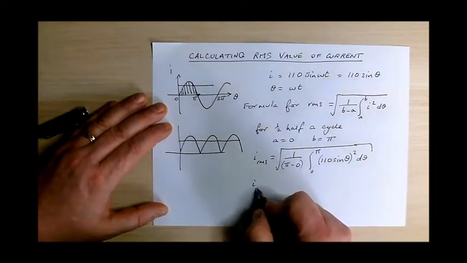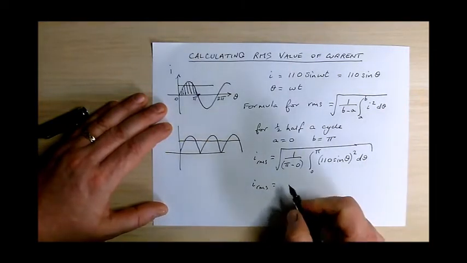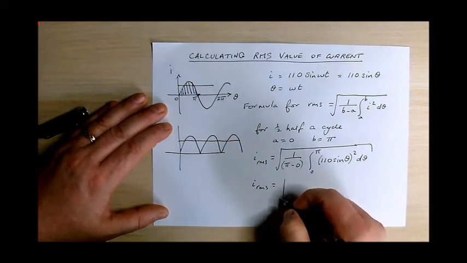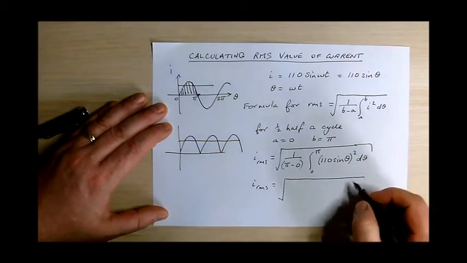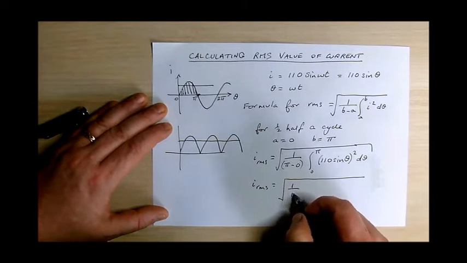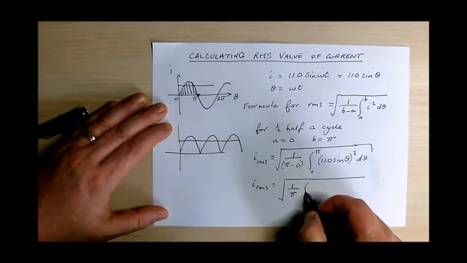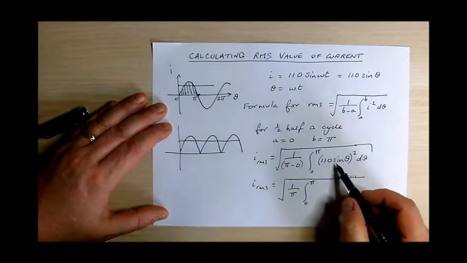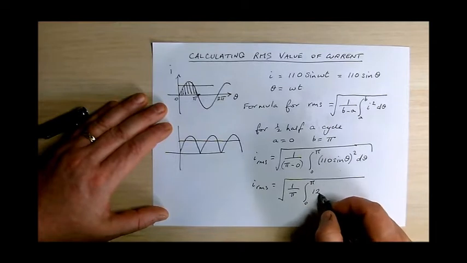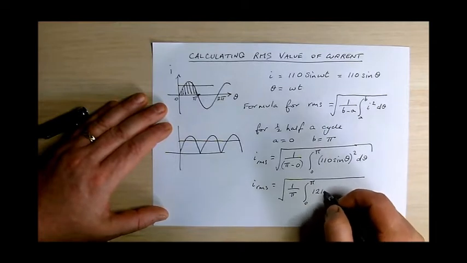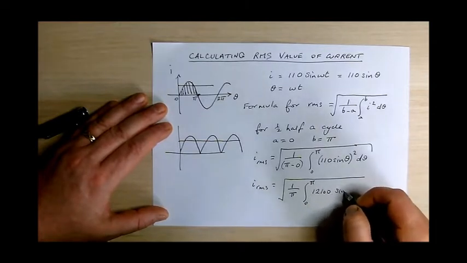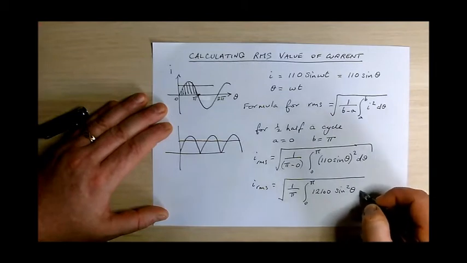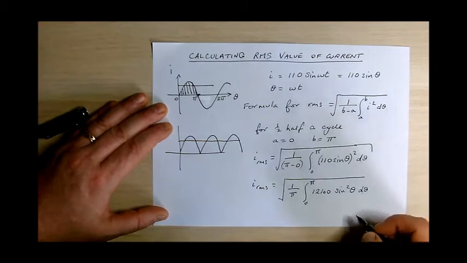So I RMS is equal to the square root of 1 over pi, integrating from 0 to pi. Everything inside this bracket gets squared. So we square the 110, and that comes out at 12,100. And we get sine squared theta d theta.